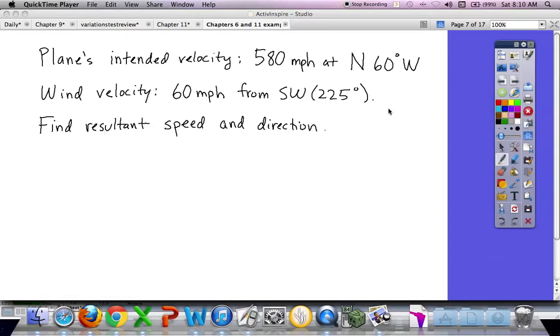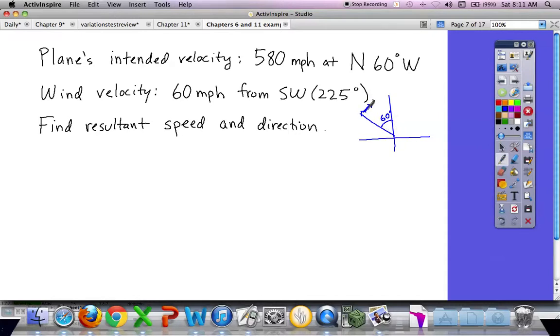I don't want to take up too much board space here because this is definitely going to take a little bit of space. So 580 at north 60 degrees west. North 60 degrees west is like that, right, where that's 60 degrees. And if the wind is coming from the southwest, that means it's coming from this direction. But it's probably more useful for us to draw it here. It's still coming from the same direction, 225. And its speed is 60, so it's a much smaller vector than this vector is.